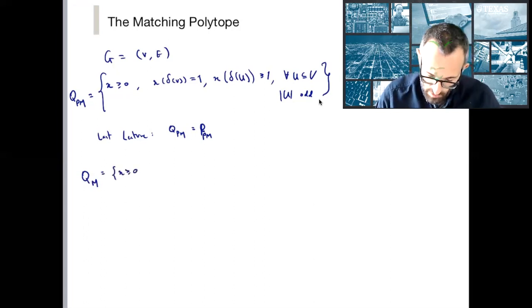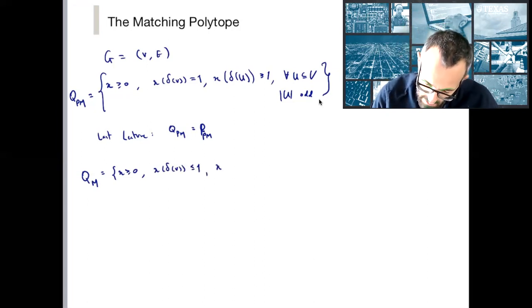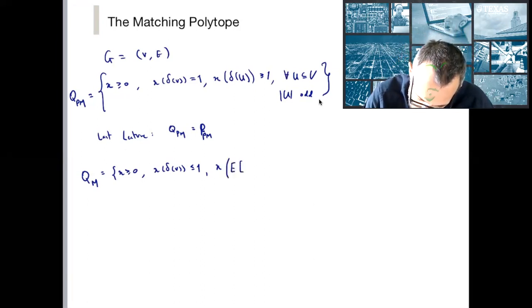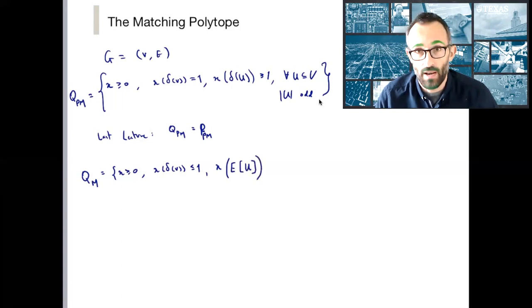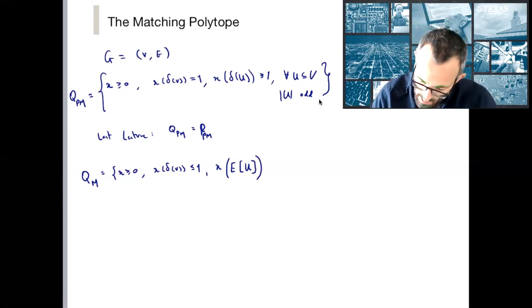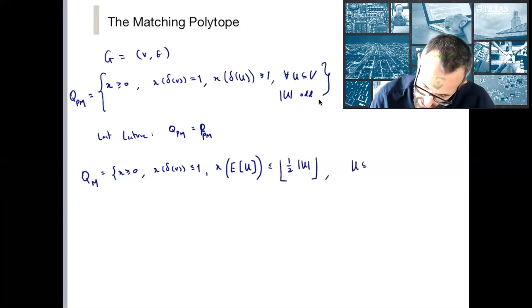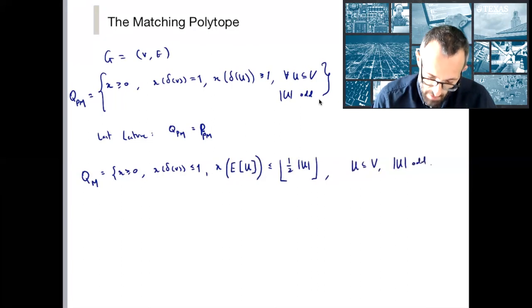And this is as follows: x greater than or equal to 0, x of delta v less than or equal to 1, and then this constraint that x of all of the edges involved in an odd cardinality subset, so not just the edges crossing in or out of this, but all of the edges involved in those nodes, have to have weight at most 1/2 cardinality of U, the floor of this, where U is some odd subset of V.